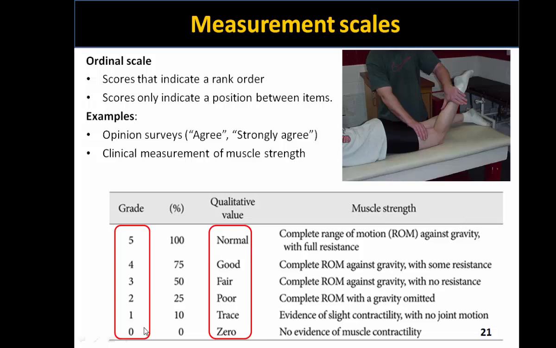If we take a look at a 0 grade, or 0%, it has the qualitative value of 0, defined by the scale here. There's no evidence of muscle contractility. And between 0 and 5, we have an increasing grade, increasing qualitative values, and we'll see increased functionality of the person's muscle strength. And so this is often used clinically and is used in a variety of different venues in terms of measurement scales.